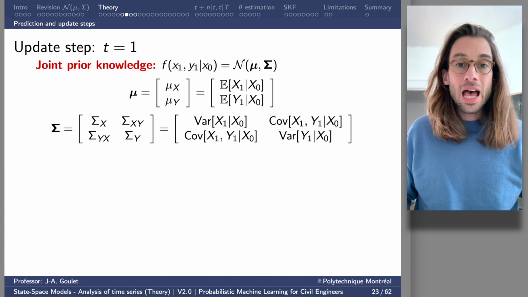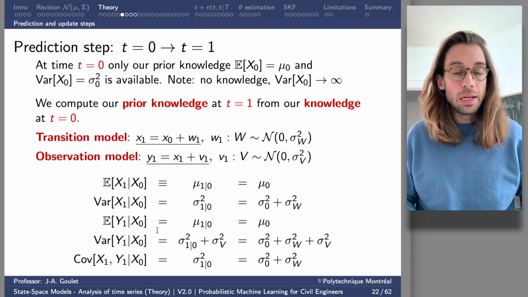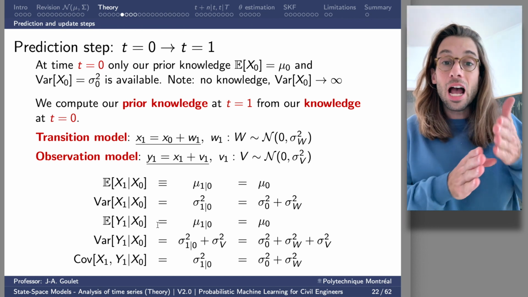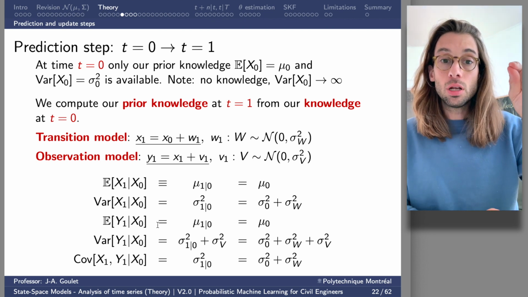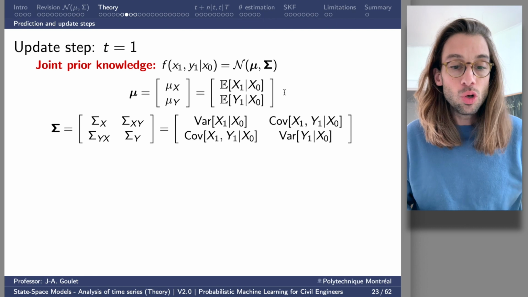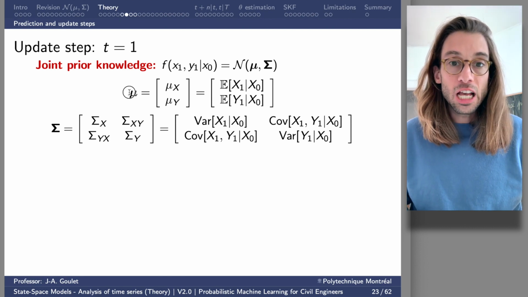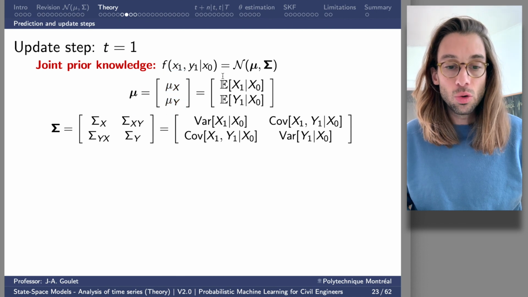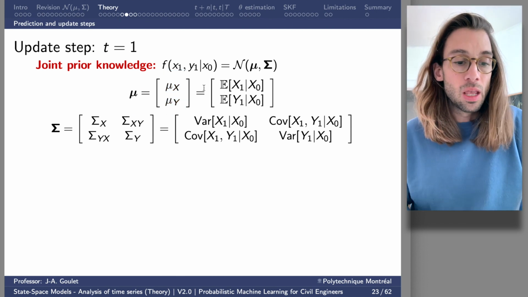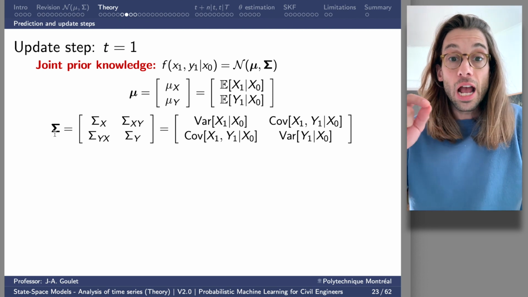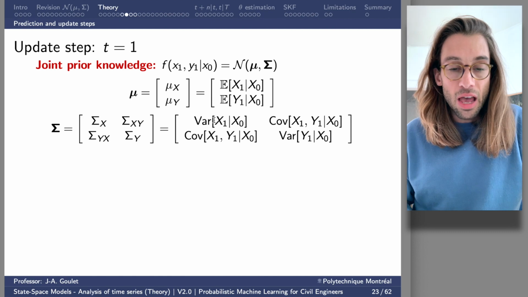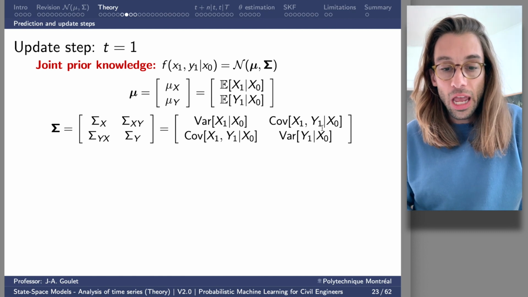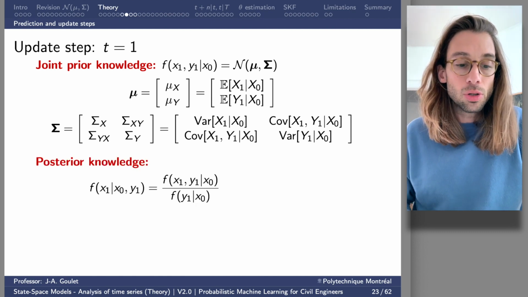Perfect. So now, from all the quantities I have defined here, I can represent at time t equals 1 my joint prior knowledge between x1 and y1. Okay, and this is what I'm doing here. I'm building my expected vector, for mu x and mu y, my two expected values I've computed previously. I can build my joint covariance for x1 and y1. So I build that covariance matrix where I have my variance for x1 and variance for y1 on my diagonal terms, and covariance terms off the diagonal.